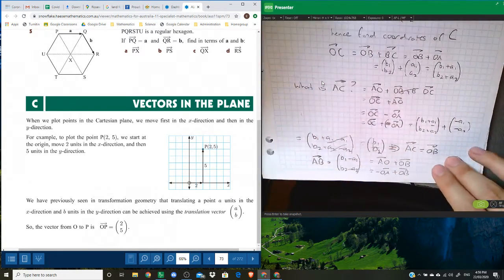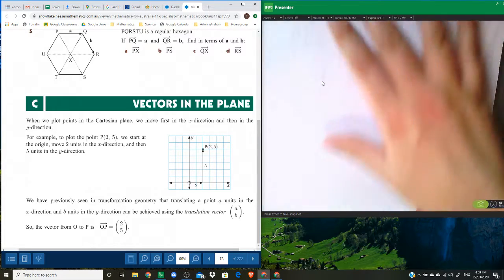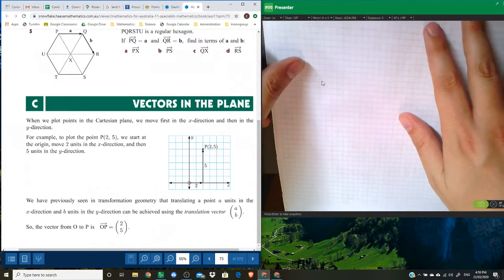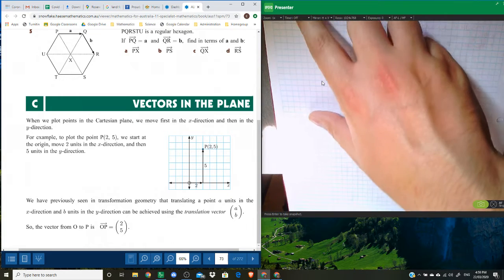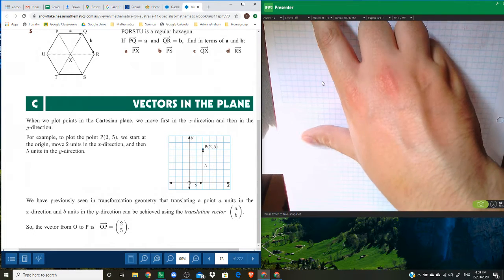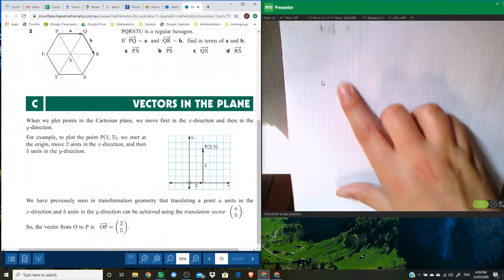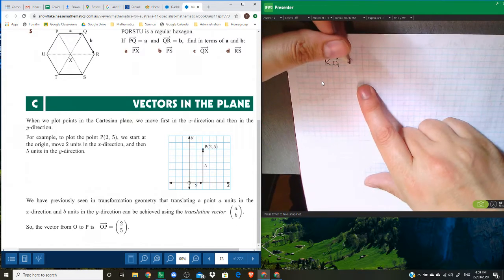The other thing I haven't done, so maybe I'll just do an example, then I'll move on. All right, so if I've got Ka, I'm going to take a scalar multiplication.